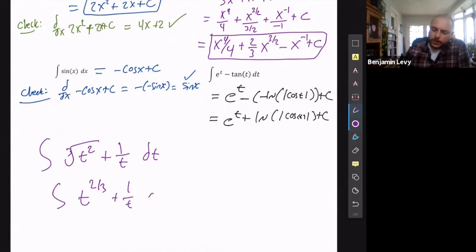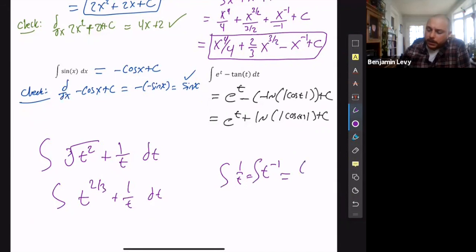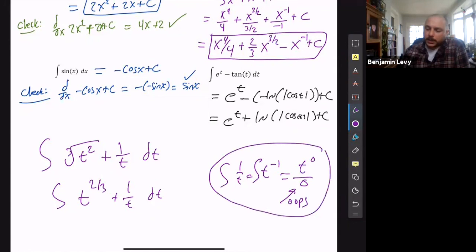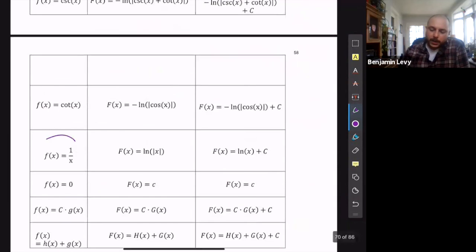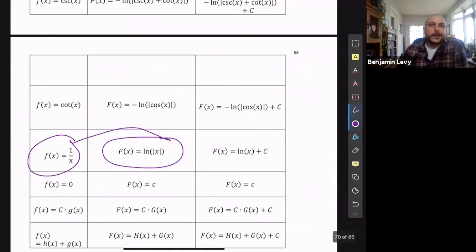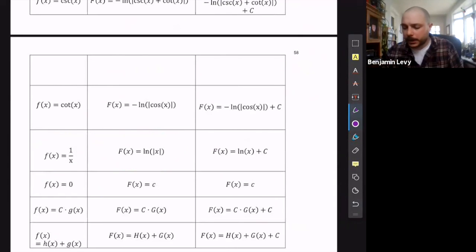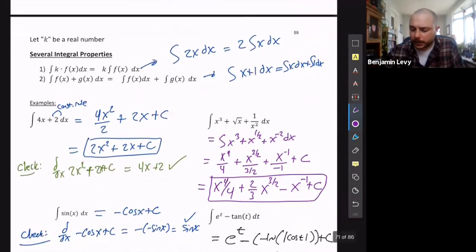And notice how 1 over t, if you tried to think about the integral of 1 over t as t to the -1, right? Then adding 1 to the power would be 0. And then dividing by that, oops, that's no good, right? So that's why the integral of 1 over t is the one case where you don't think about it as a power. Instead, we think about it as being ln, right? And we know that when we take the derivative of ln, it becomes 1 over x. And so that makes sense. We're undoing that.